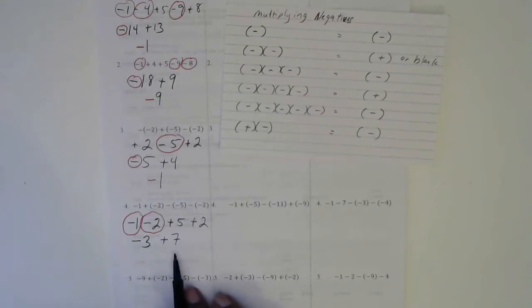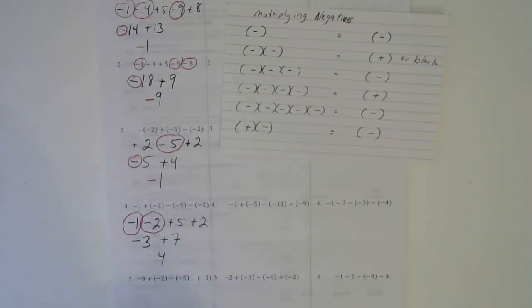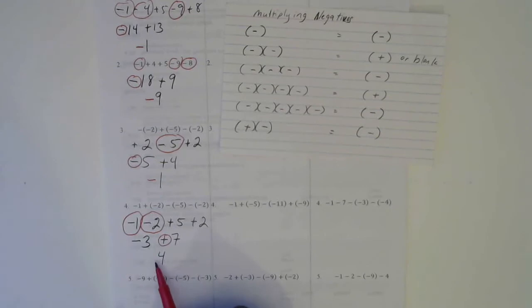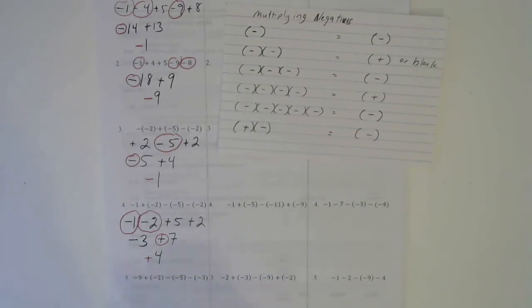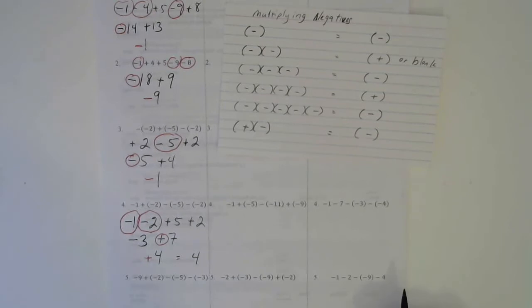Now these are different signs. Different signs subtract. So 3 from a 7 leaves us 4. And the bigger sign always wins. The 7 is bigger, so the positive wins. So this is actually a positive 4. So I can write a positive there, or I can just leave it as a 4, and that'll be the same.